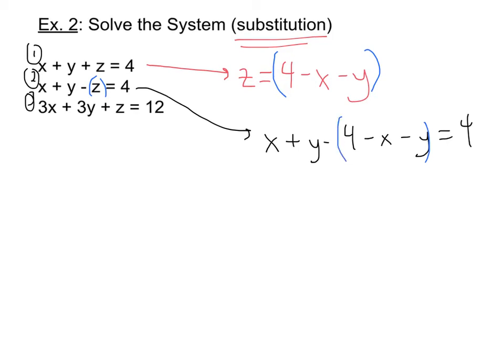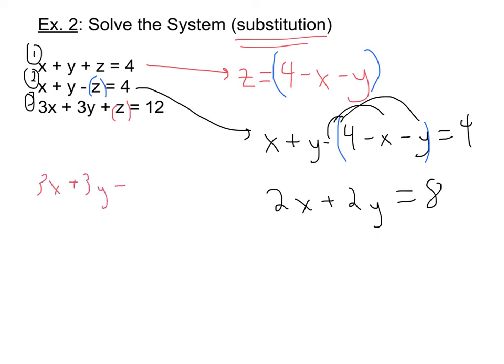And then if you simplify this, you'll get 2x plus 2y, and then we have minus 4, which I'll add to the other side, which equals 8. Remember to distribute that negative when you do that simplification. So that's one equation. And now let's say I plugged in the z also into that third equation. We'd get something like 3x plus 3y plus, and then in parentheses we'll have a 4 minus x minus y.